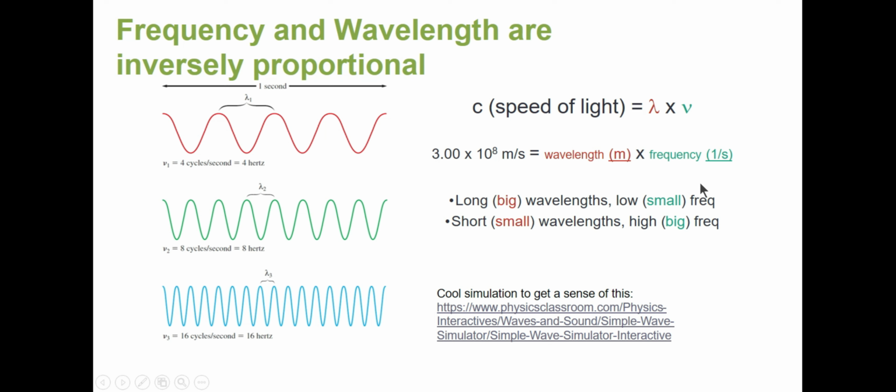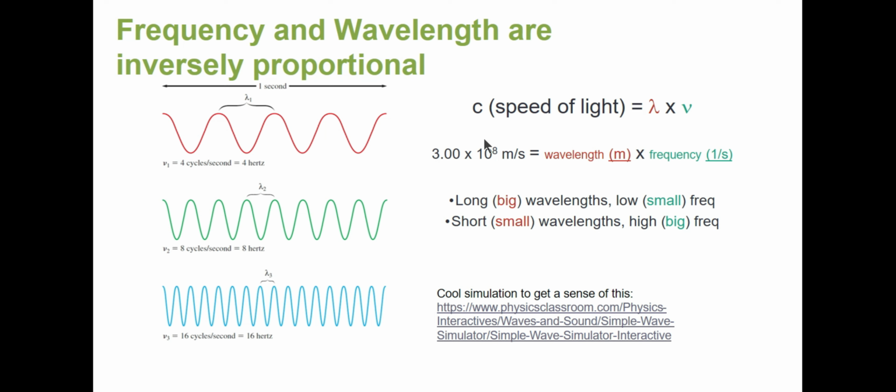Or if I give you the frequency, you have enough information to find the wavelength. We also talked a little bit about these inverse relationships. If I were to put these on opposite sides of the equation, lambda is equal to speed of light divided by frequency, or frequency is equal to speed of light divided by lambda.